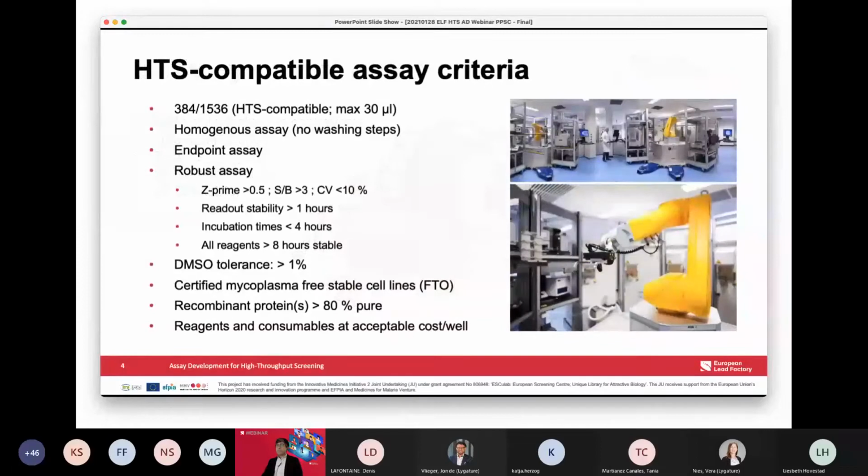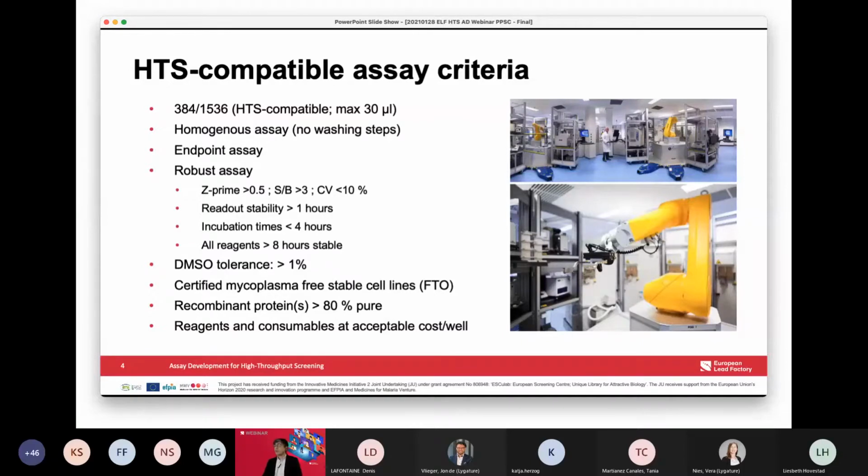And to achieve this throughput, we have general conditions to consider an assay HTS amenable. Preferred conditions are such as use of 384 or 1536 well plates, homogeneous and endpoint assays. Although minimal washing steps are still acceptable because we do have a few blue washers in the system, assays such as standard ELISA are not compatible because of the many washing steps. Also, fast kinetics, such as calcium kinetics, membrane kinetics, is also possible.